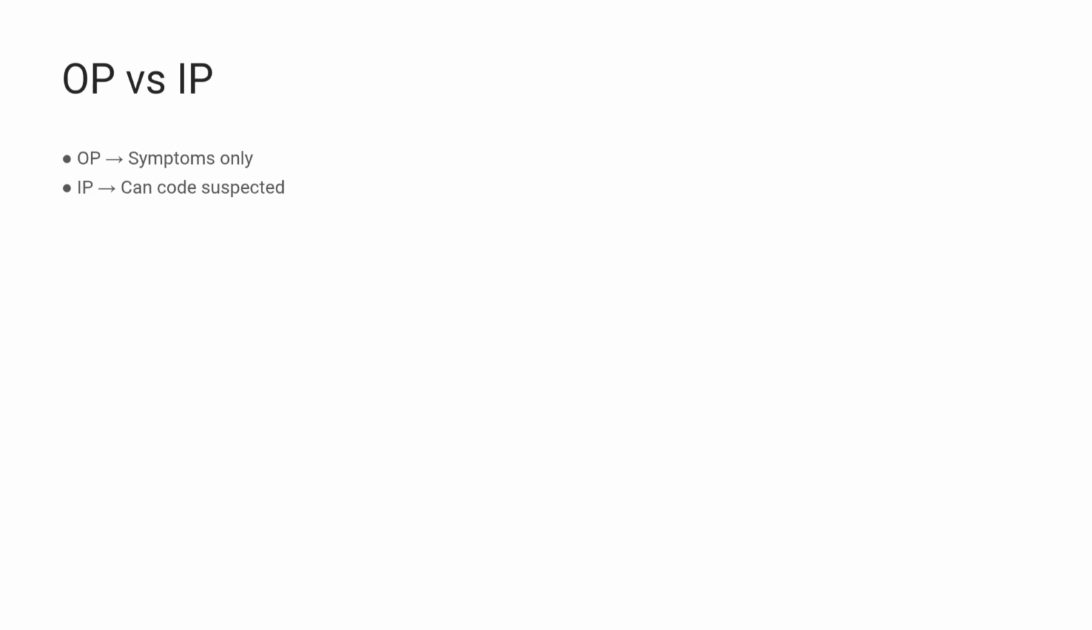To summarize, in outpatient, we code only symptoms if the condition is not confirmed. In inpatient, we can code suspected conditions if they are documented at discharge. So the final logic is outpatient needs confirmation, inpatient allows the best possible diagnosis, but exceptions always need confirmation. A simple way to remember, outpatient means wait for proof. Inpatient means use the best possible diagnosis.